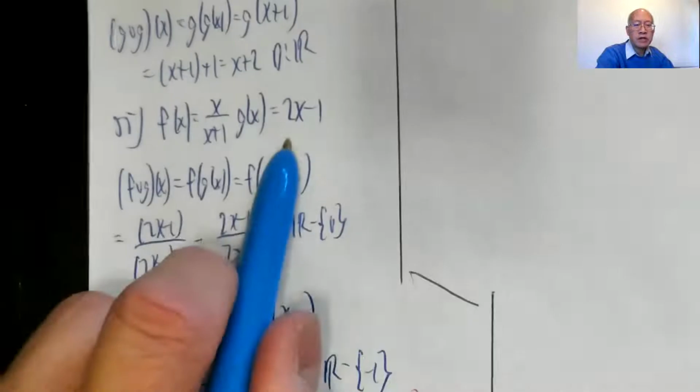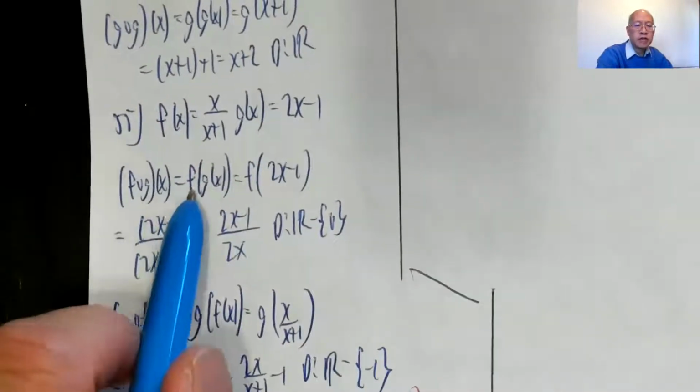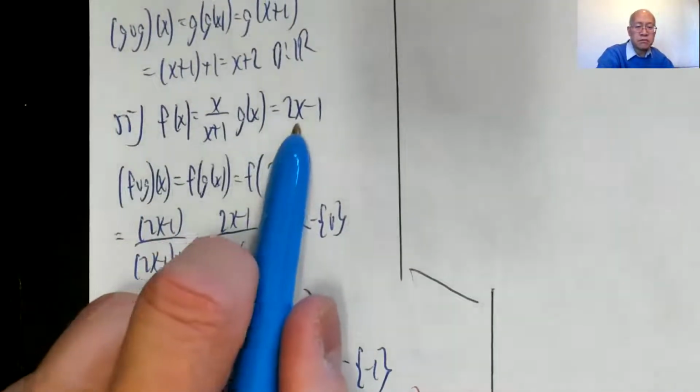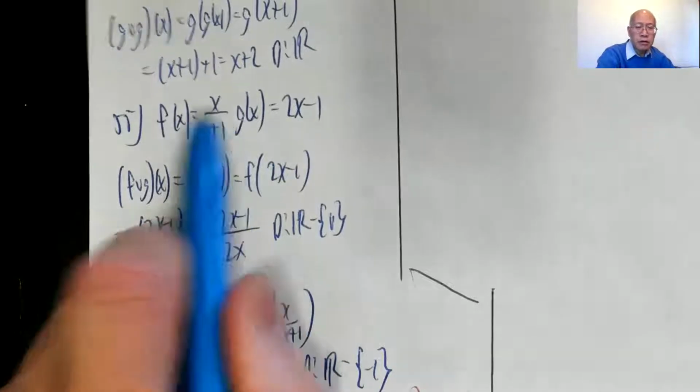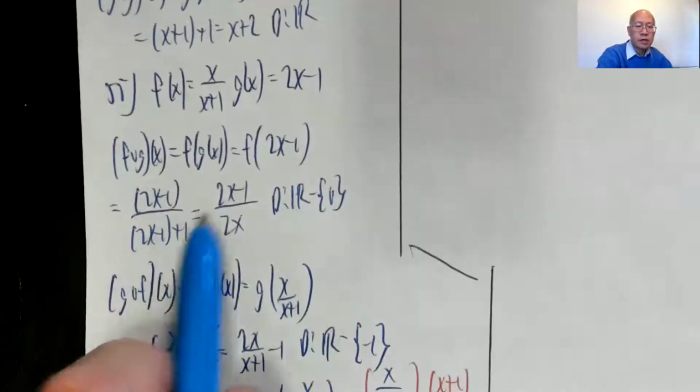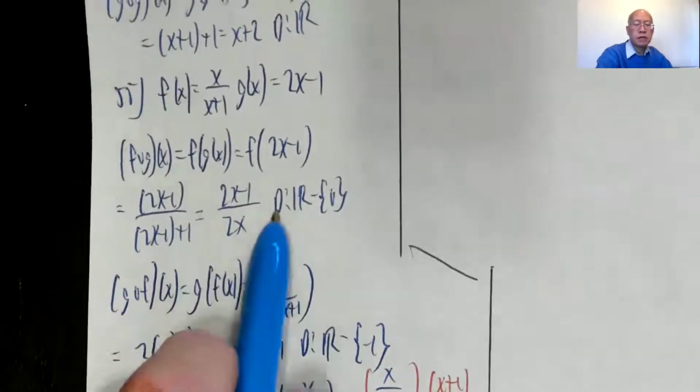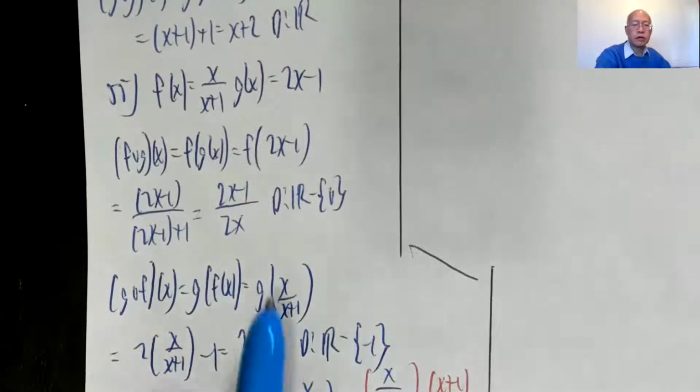55, here's f, here's g. f∘g, f of g of x is f of 2x minus 1. 2x minus 1 goes there, 2x minus 1 goes there. So it's (2x minus 1) divided by 2x. Domain is all real numbers except for 0. You cannot divide by 0.